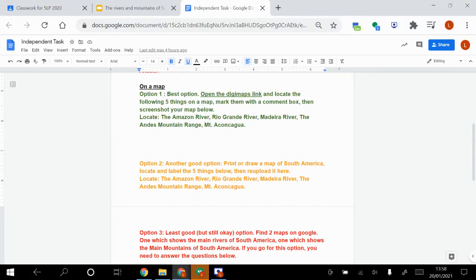Best one is the green one, but if you can't do that, the orange one is also good. And if you can't do that, the red one is absolutely fine. Hope you enjoy this task, and over to you.